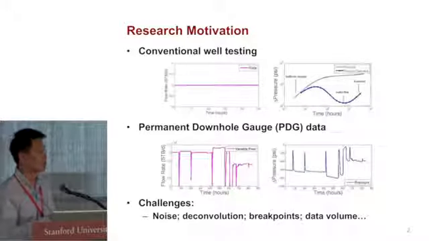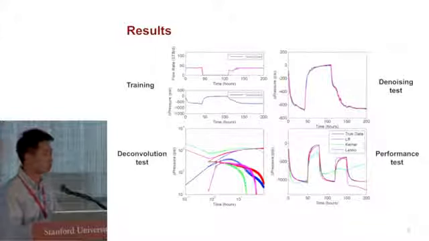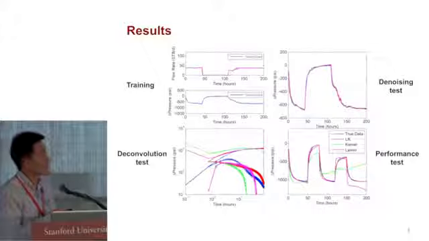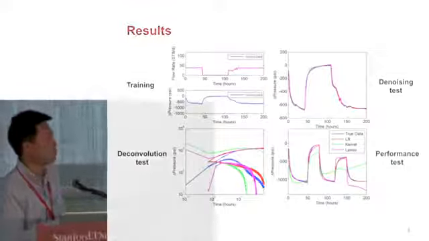What we did is formulate this problem as a supervised learning problem. Here is a case that shows our result on real PDG data. This is the flow rate and pressure from the PDG. As we can see here, our method is able to remove the noise from the data and also to deconvolve the pressure signal without explicit breakpoint detection. Also, because our algorithm runs really fast, we can apply this method to the huge volume of data from the PDG. If you want to know more about how we achieved these results, just come by my poster and I'll give you more details. Thank you very much.